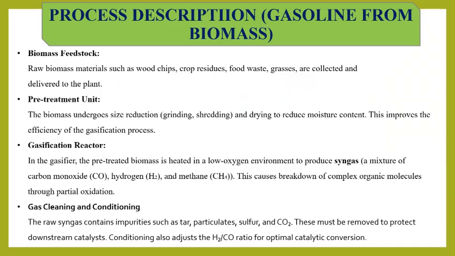Okay, so process description, gasoline. Number one, you have biomass feedstock. With this part, examples of biomass that we give are food waste and grasses, which are collected and dried to make them easier to process. Then I have the pre-treatment unit. The biomass undergoes size reduction, grinding, and drying to reduce moisture content. This improves the efficiency of the gasification process. That's what I said, that it makes it easier to process when the biomass is collected and dried.